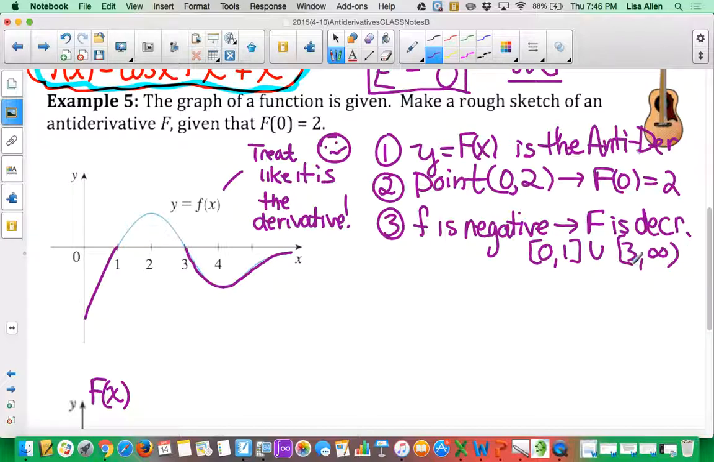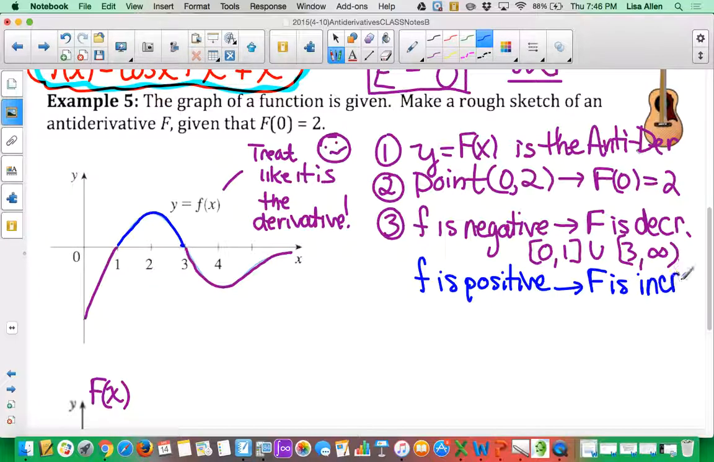And there we go. So then I'm going to use a different color here for the upper portion. It looks like lowercase f is positive, so capital F is then increasing. And it looks like f is positive on the interval from 1 to 3. Okay, so we've got that.